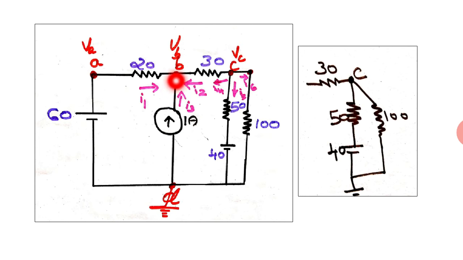Now we apply KCL at node B. KCL means Kirchhoff's current law: the current flowing inwards is equal to the current flowing outwards. Here we have assumed the currents in such a way that all the currents are flowing inwards.